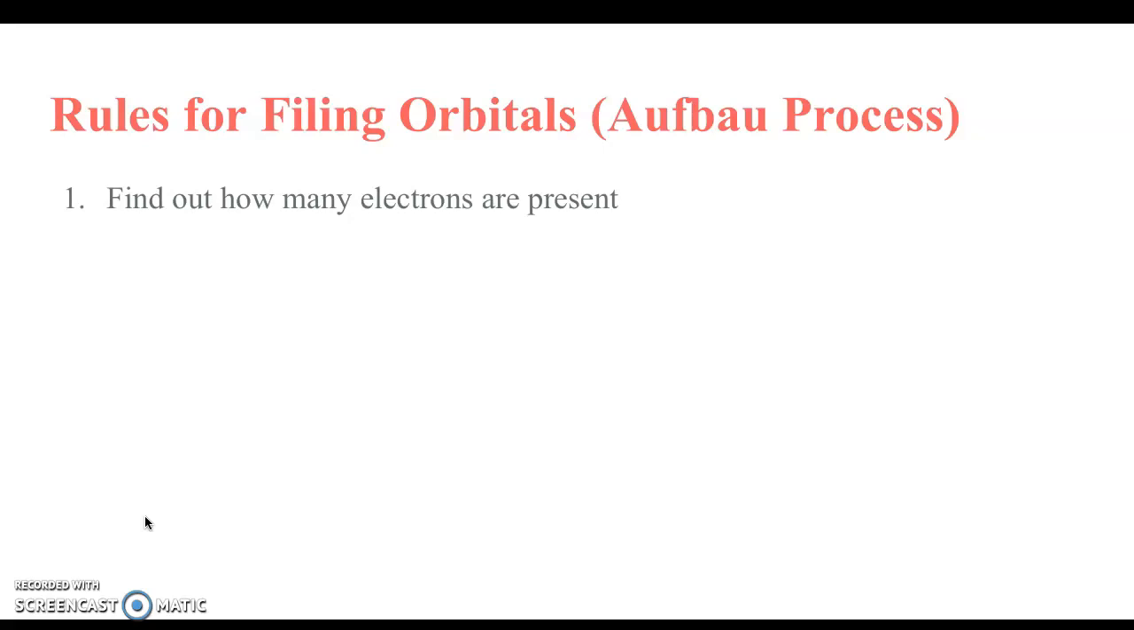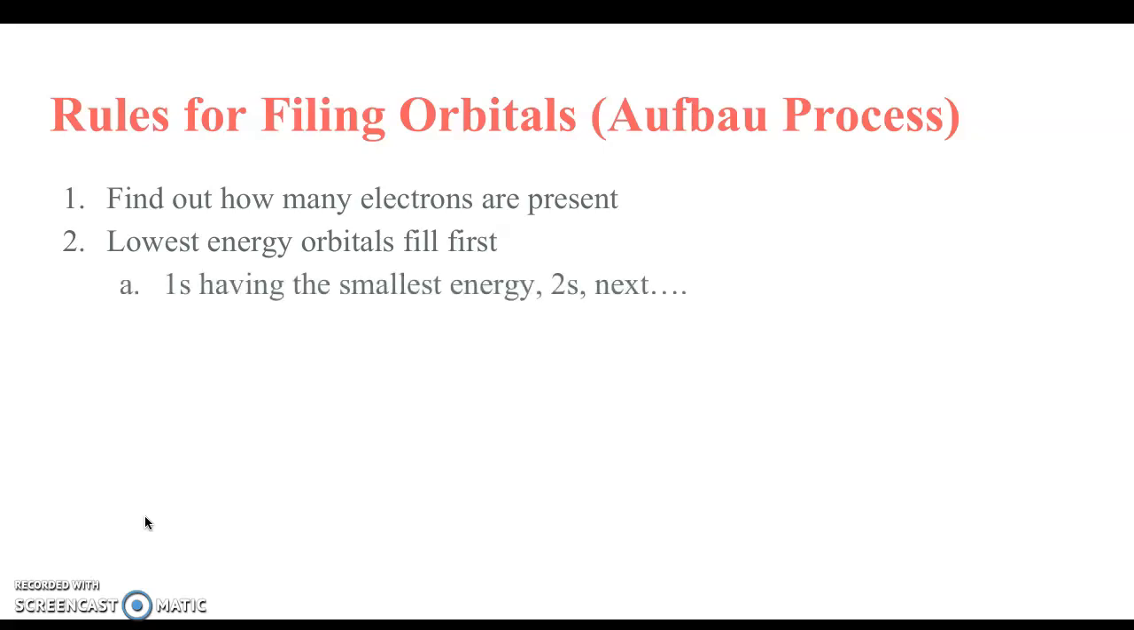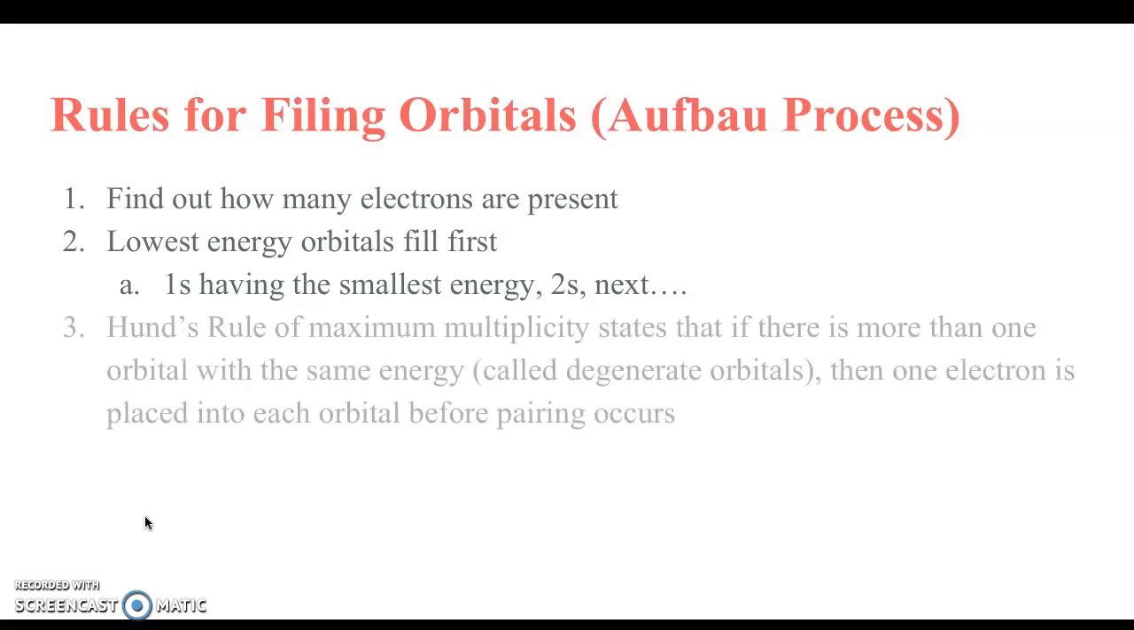First, figure out how many electrons are present. If we're talking about an atom, atoms are neutral, so it's going to equal the number of protons for that element. If you have an ion, you're going to have to add and subtract electrons accordingly. Always fill the lowest energy orbitals first. 1s has a smaller amount of energy than 2s, and so on and so forth. A little more on this on the next slide.